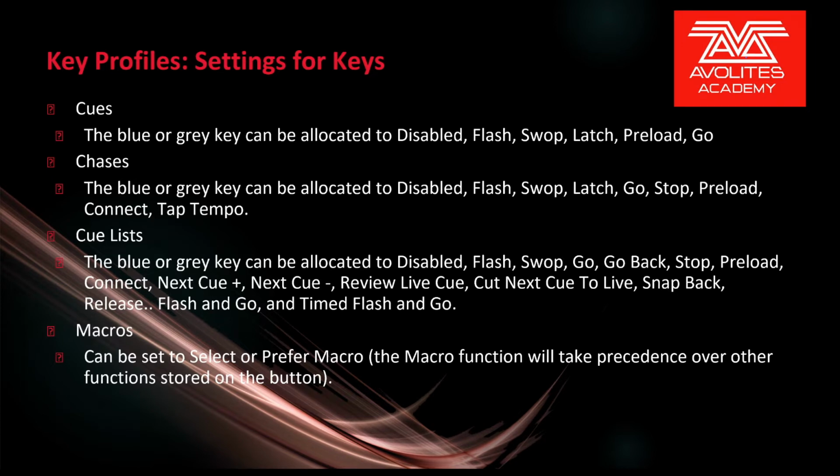If it's a cue list, the blue or gray key can be allocated to disabled, flash, swap, latch, go back, stop, preload, connect, next cue plus, next cue minus, review live cue, cut next cue to live, snap back, release, flash and go, and timed flash and go. Those last two were new in version 11. If it's a macro, it can be either select or prefer macro. This function will take precedence over other functions stored on the buttons.